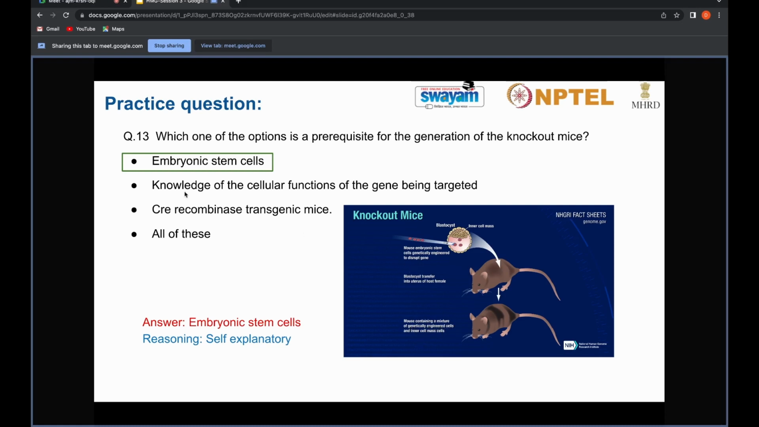So in this way, knockout mice are generated by using the embryonic stem cells. So option A is the correct option: for generating the knockout mice models, the embryonic stem cells are the prerequisite.